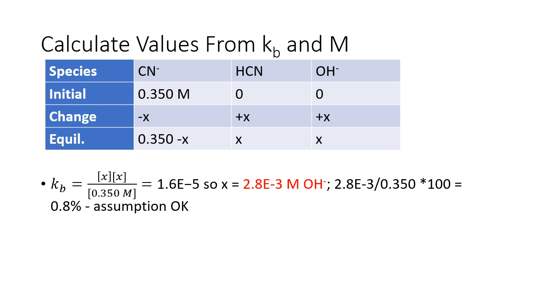Then I go ahead and I check to see if my assumption was okay. So I got 2.8 times 10 to the negative 3rd molar OH-. I put it over my original molarity. I multiply by 100, and I get 0.8%, which is decidedly less than 5%. So okay, we can use that assumption. So at this point, we know the OH- concentration, which means that it's a very short putt to pOH. Negative log of that concentration is 2.62. And we can get pH by doing 14 minus 2.62, which is 11.38.